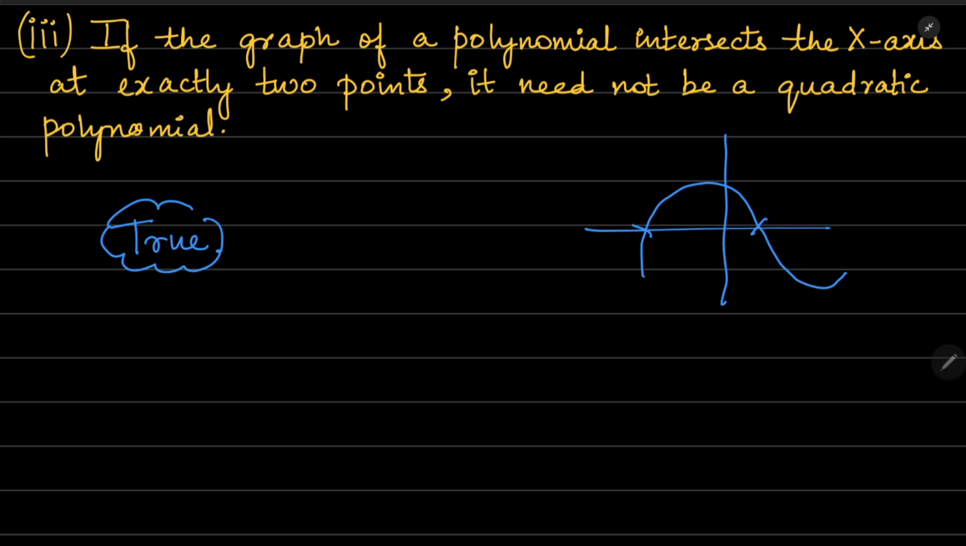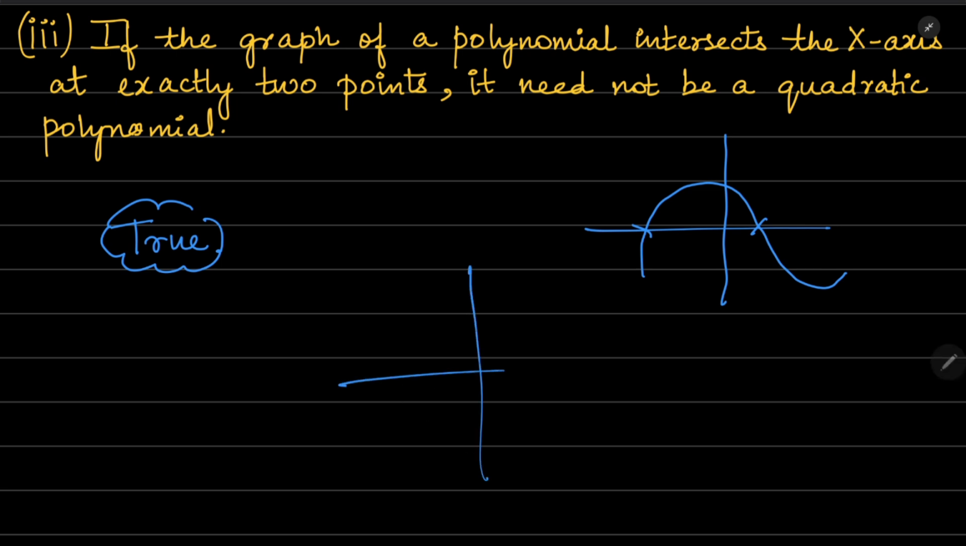Why? Because a polynomial of degree more than 2 is also possible, which intersects the x-axis at exactly 2 points. Suppose it has 2 real roots and the other roots are all imaginary roots, then it may be a quadratic polynomial, or it need not be a quadratic polynomial. So, if the graph intersects the x-axis at exactly 2 points, it may or may not be a quadratic.